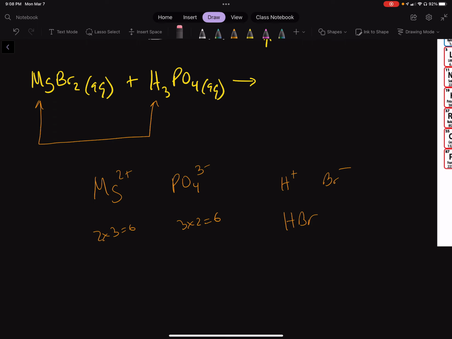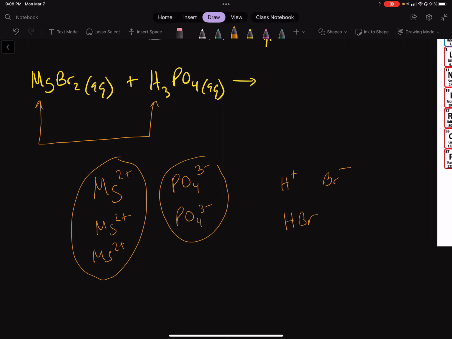So if I had 3 magnesiums, and sometimes it even helps to draw it 3 times, if I had 3 magnesiums and 2 phosphates, here I've got a total charge of 6+, and here I have a total charge of 6-. So the formula that results is Mg3, and then we're going to need 2 phosphates. We use parentheses anytime we have multiple copies of, and I just wrote 3, I meant to write 2. Anytime we have multiple copies of a polyatomic ion, we like to put it in parentheses. So I have Mg3(PO4)2.